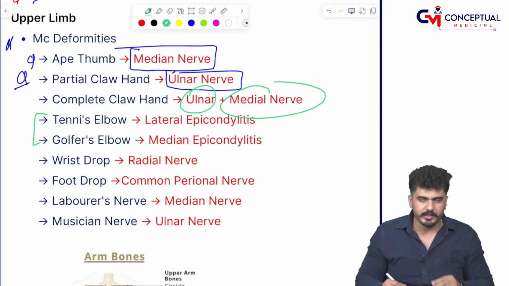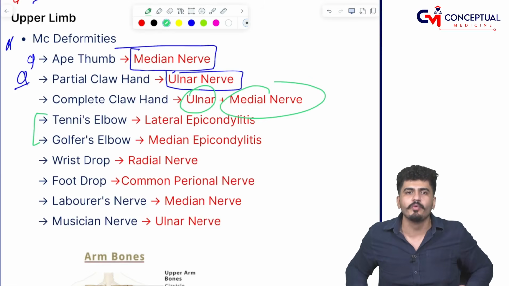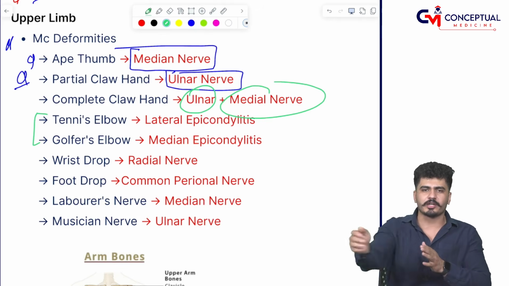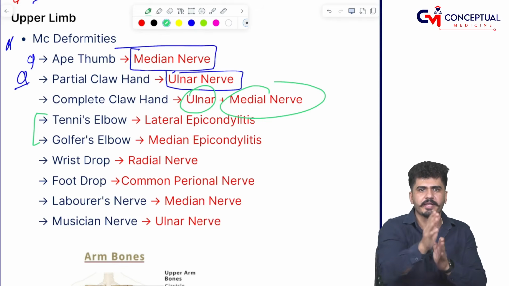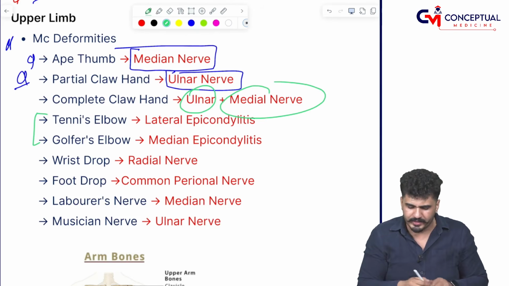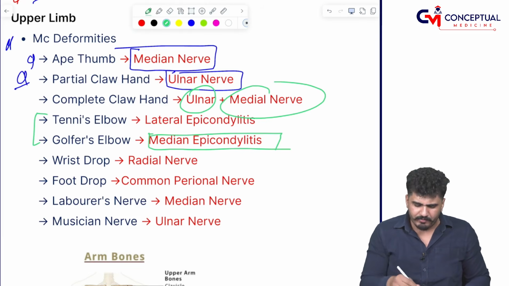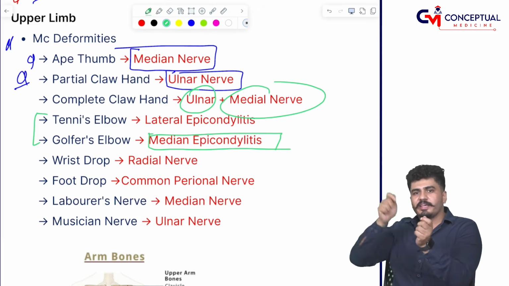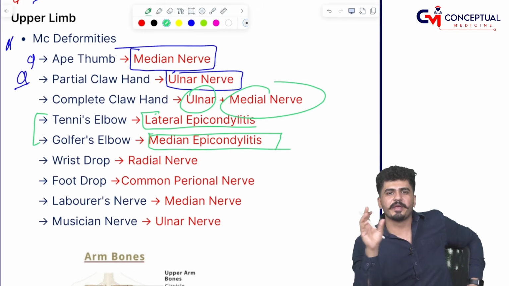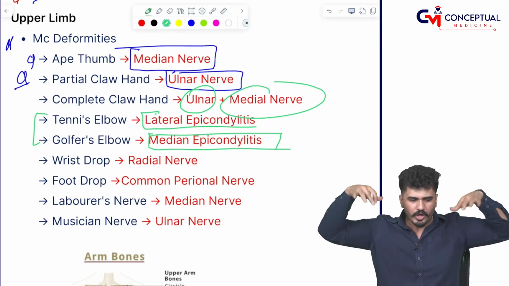Now coming to another important previous year question, tennis elbow and golfer's elbow. How do we play tennis, how do we play golf? In golf, when we make the shot, we put our hand medially. So medially if it is coming, what is involved? It is medial epicondylitis. Now tennis elbow, how do we play tennis? We go laterally. So remember, tennis elbow is lateral epicondylitis. Very simple, no need to mug up, just basic understanding.